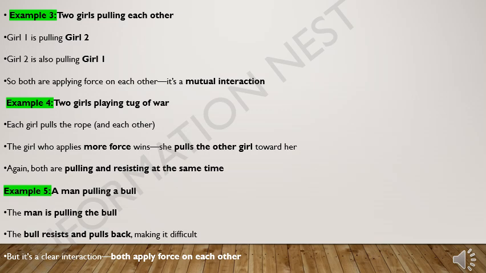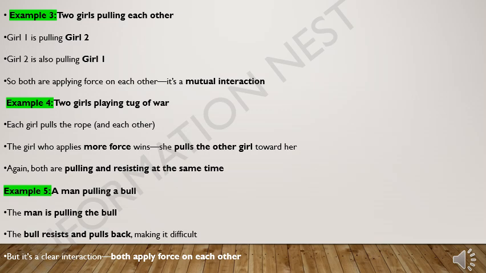Now, think of two girls playing tug of war. They both pull the rope and each other hard. Whoever pulls with more force ends up pulling the other towards her. So, again, it's not just one person pulling, the force comes from their interaction.